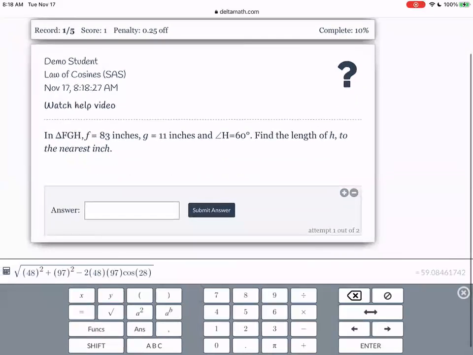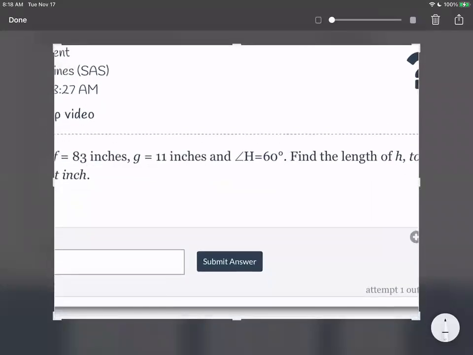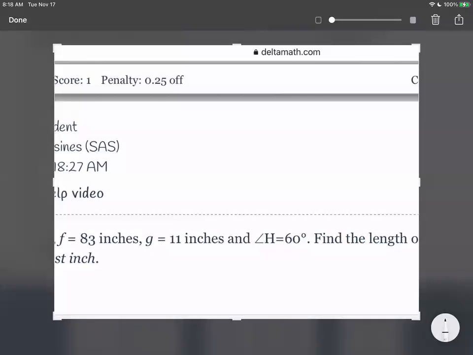Okay, so in triangle FGH, they give us all that stuff. Let me screenshot this so we can write it out again. So once again, in case anybody missed it, the equation that we are dealing with today is this. c squared is equal to a squared plus b squared minus 2ab cosine of c. That's the law of cosines.